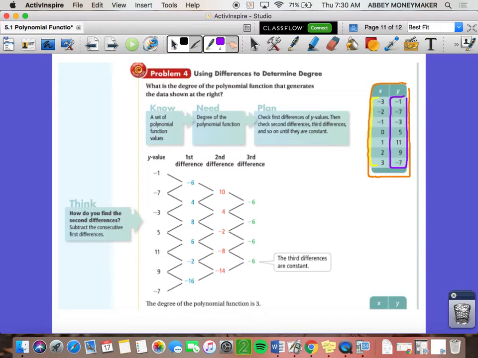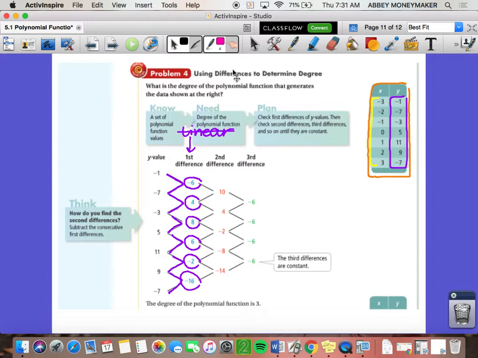If you have 1, -7, -3, 5, 11, 9, -7, the difference between 1 and -7 is -6. From 1 to -7, you went down 6. From -7 to -3, you went up 4, and then so on. From -3 to 5, you went up 8. From 5 to 11, you went up 6. From 11 to 9, you went down 2, and then from 9 to -7, you went down 16. This first difference is not the same number, so this is not linear.